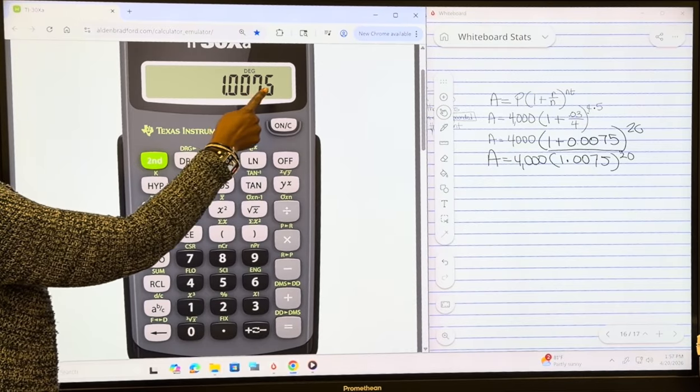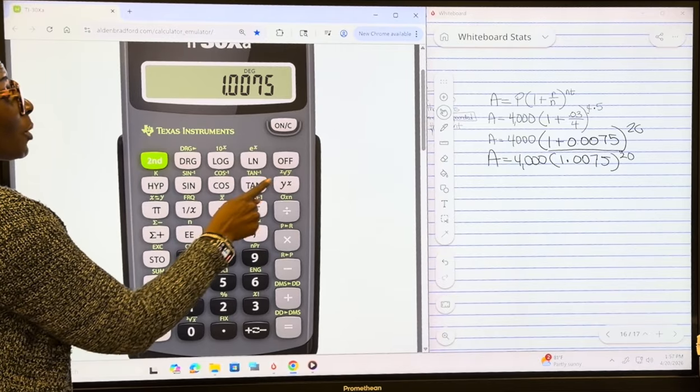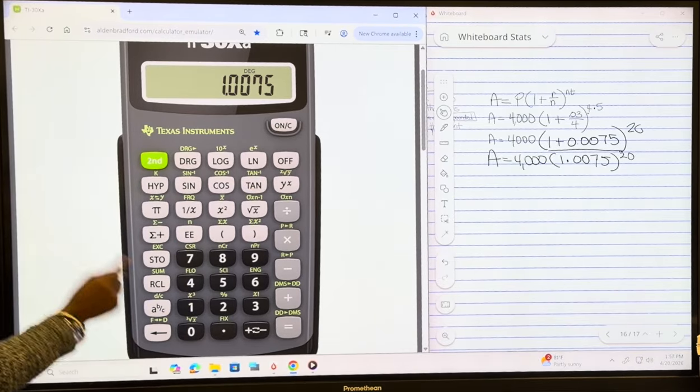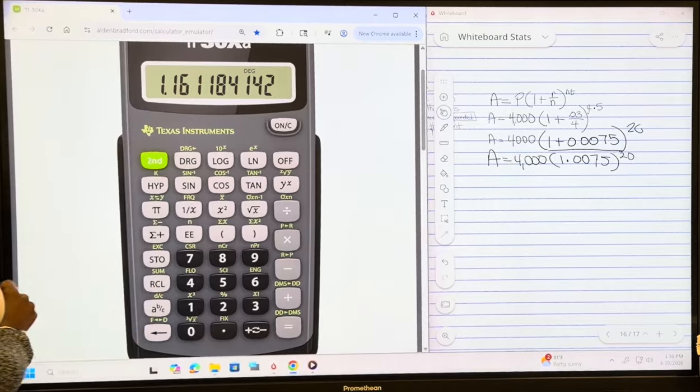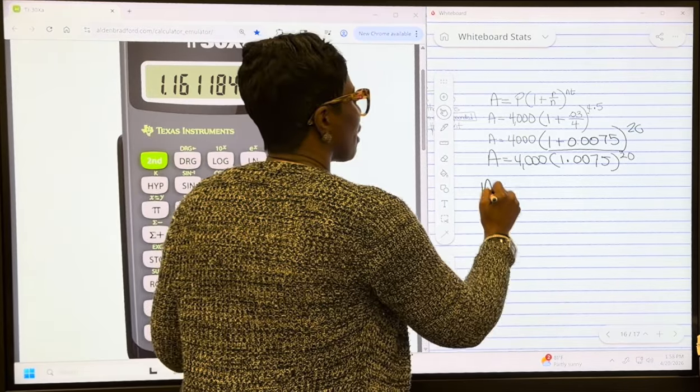So we got 1.0075. What are we going to do with that? We're going to put the y to the x key and hit what? 20 equals. Now, what does this mean? This means, I want to write this down because I want to talk about what this means.